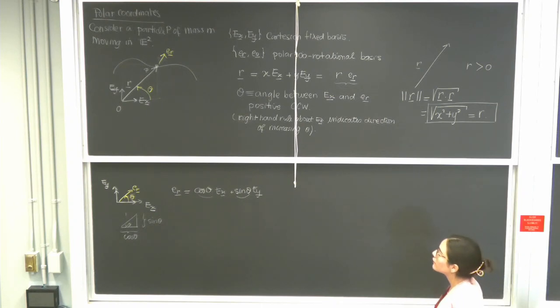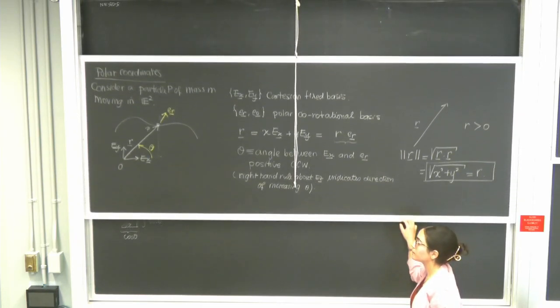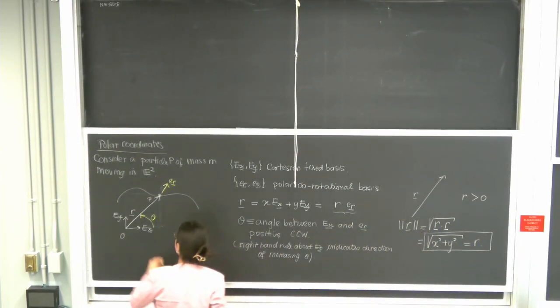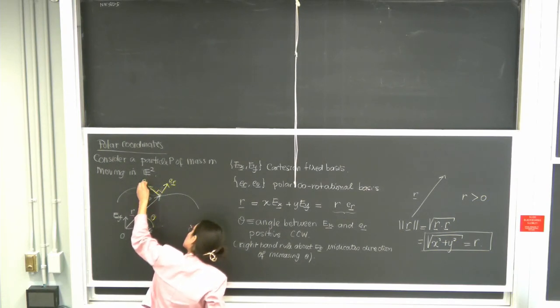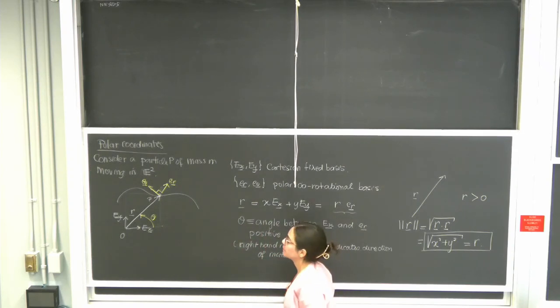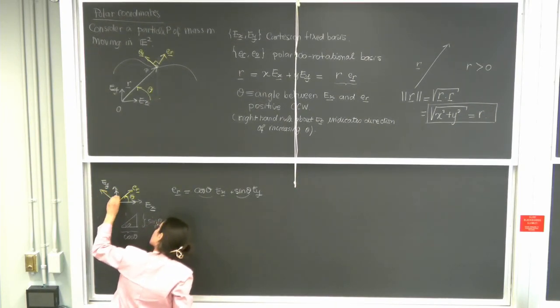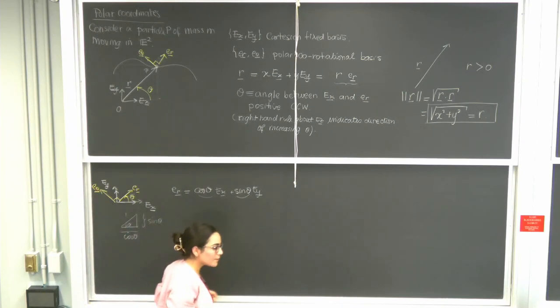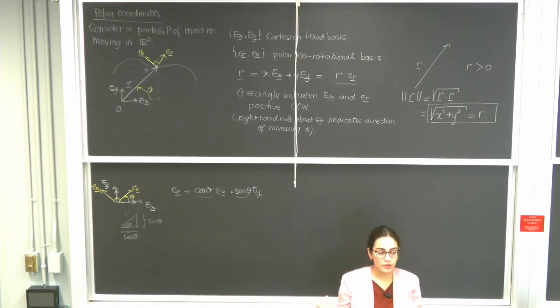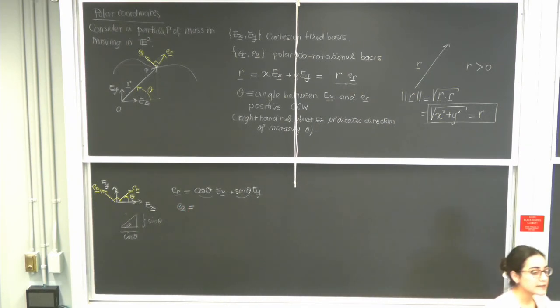Awesome. Okay. What we're also going to do is define another basis vector, E theta. E theta is going to be perpendicular to ER, pointing in the direction of increasing theta. So E theta is perpendicular to ER. Now take a minute, think about it. How can I write E theta in terms of the Cartesian basis? You can chat with your neighbor to make sure they have the correct answer.